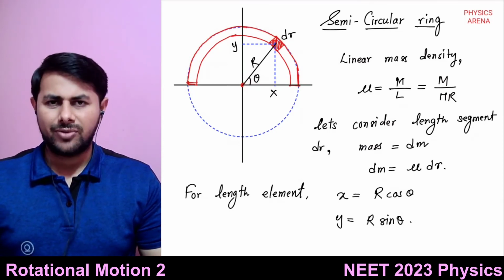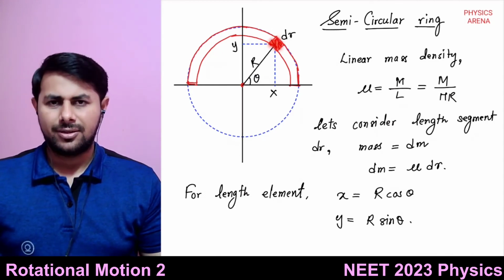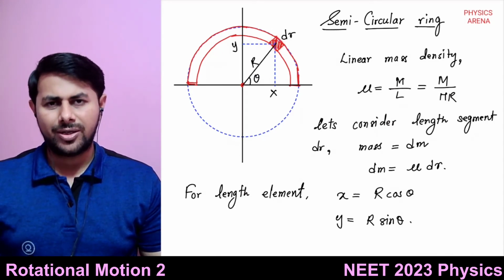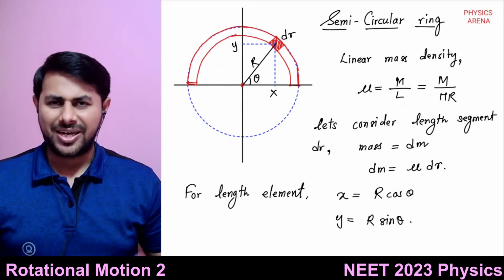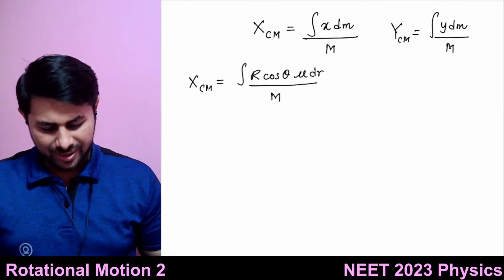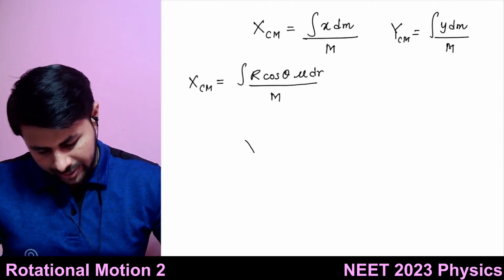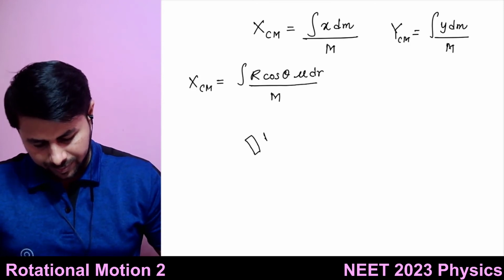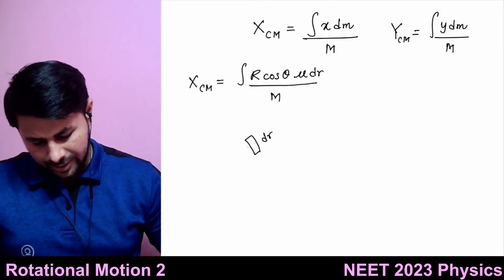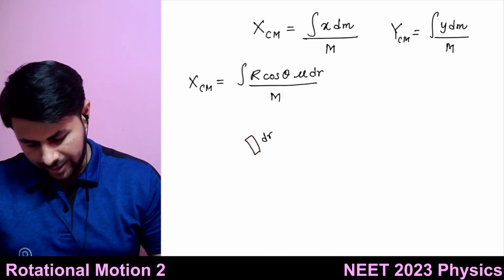So either you have to convert theta in terms of dr, or you have to convert dr in terms of theta, right? We cannot have two variables in an integration. So what we'll do is convert dr in terms of theta. So dr is the length of this arc. It is the length of the arc.